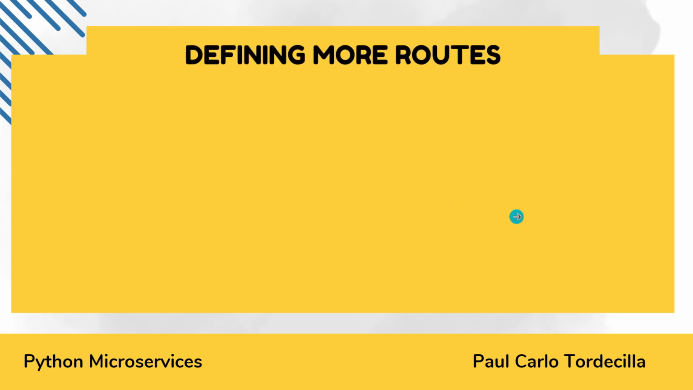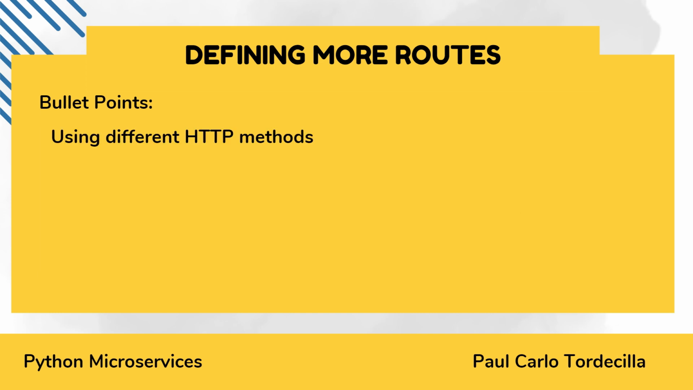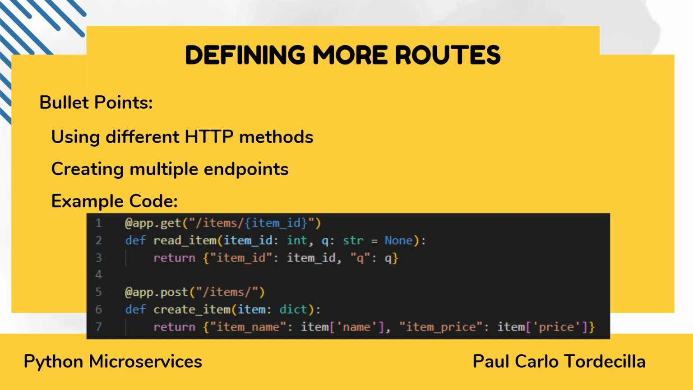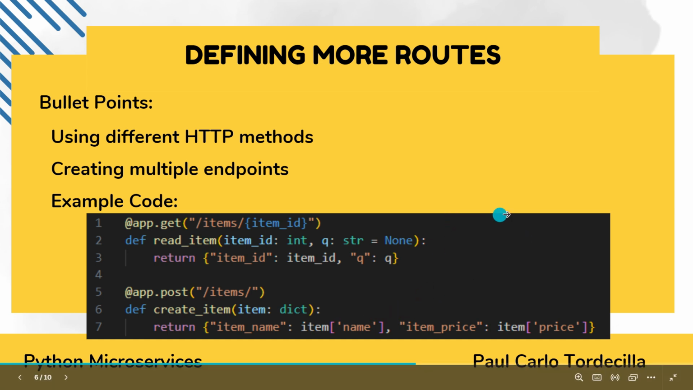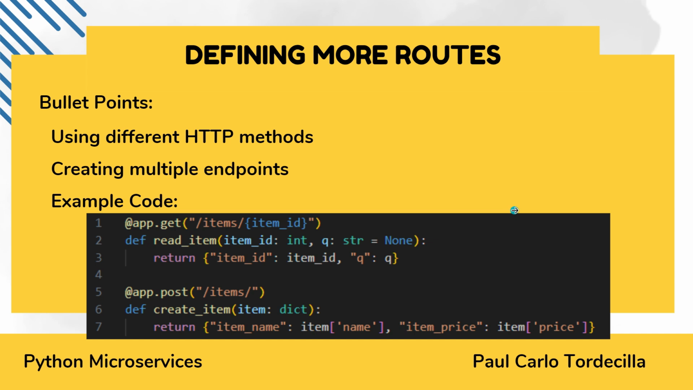In FastAPI, you can define routes for different HTTP methods like GET, POST, PUT, and DELETE, etc. Here, we define a GET route to fetch an item by its ID and optional query parameters. We also define a POST route for creating a new item. FastAPI uses Python type hints to automatically validate and convert the input parameters.